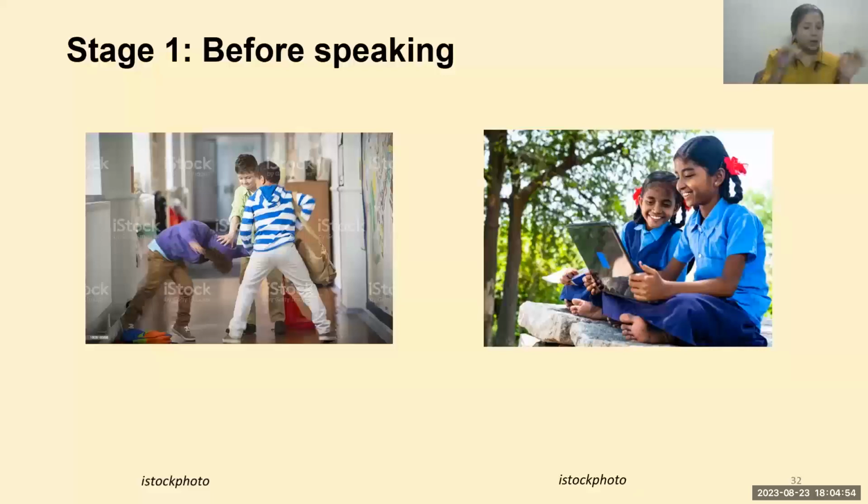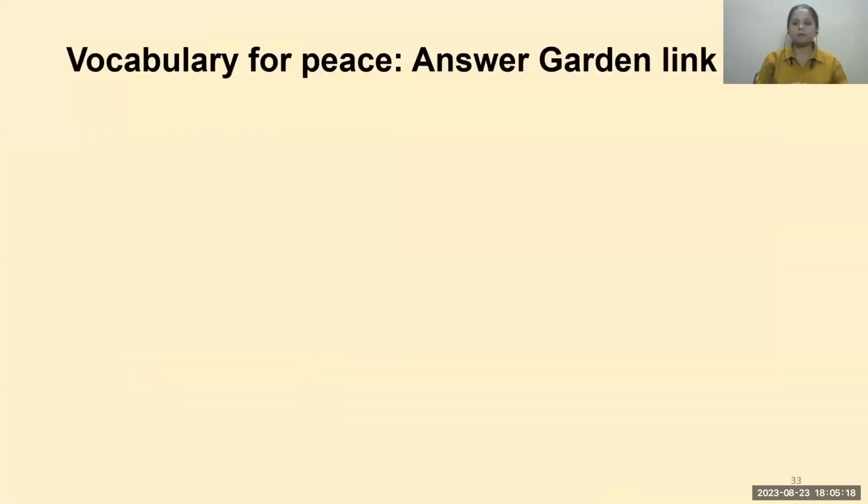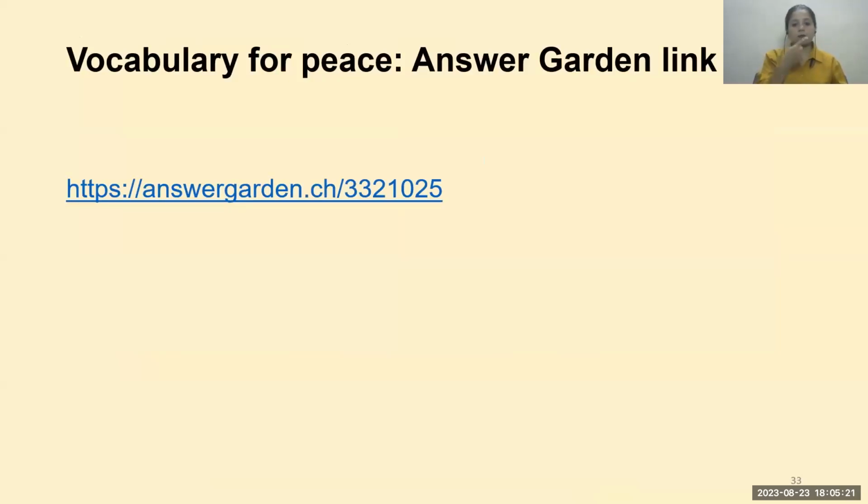Now we are going to do it here. We are going to brainstorm some vocabulary for peace, and we are going to do it through Answer Garden. So in the Answer Garden, when you open the link, I'll be showing it to you. You can type 2 words, both for peace. One of them could be in any other language you know. Okay. So here is your Answer Garden link. You can open the link and go to the box there and type in your answers.